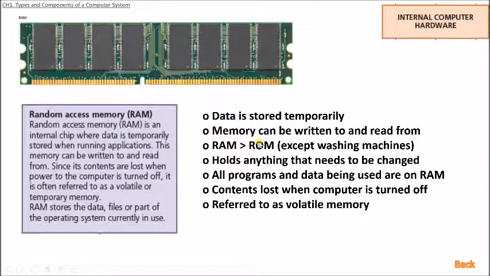Memory can be written to and read from. RAM in general holds anything that needs to be changed, because it is running at the time. All programs and data being used are in RAM. Contents are lost when the computer is turned off, and it is referred to as volatile memory because it will be erased after the computer is turned off.